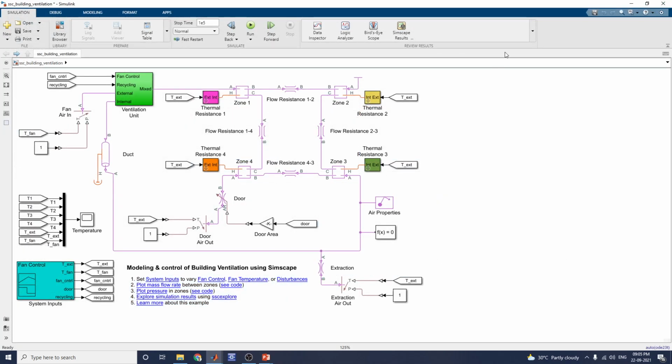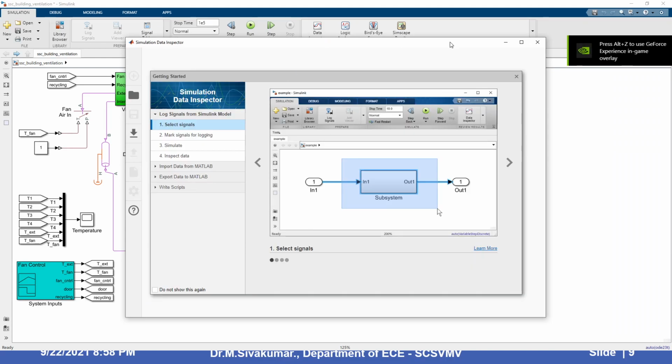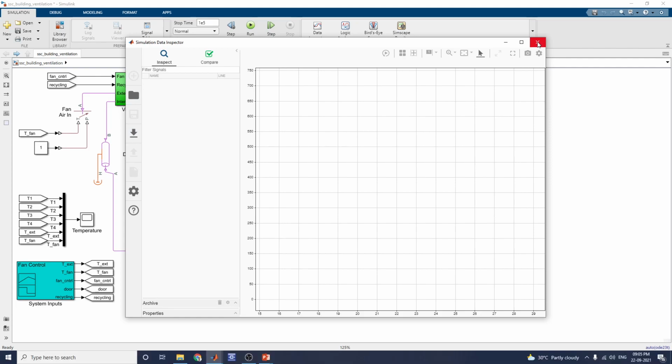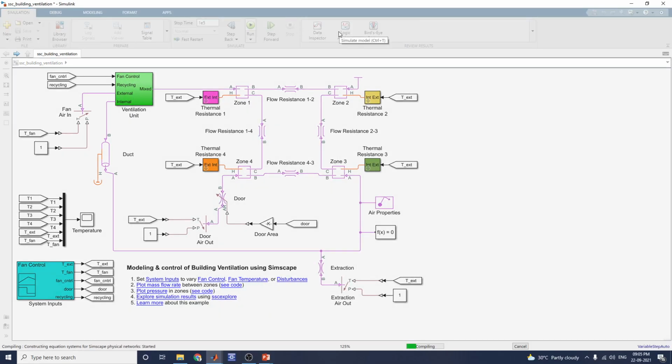I hope you can understand this concept of modeling and control of building ventilation using Simscape language. Here also by using the data inspector, you can see the view of logged data wherever the simulation is run. By using this Simulation Data Inspector, we can analyze the output. Let us run. We can see the Simulink data inspector output.